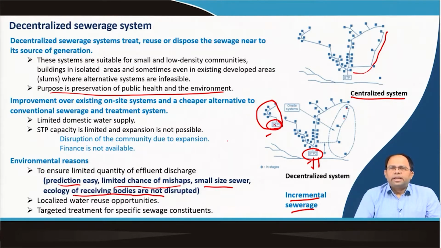The bodies are able to take that kind of sewage load, whereas in case of the final treatment, if we put it in the river, then the load may be too high for that river to take. If the river is not that wide, it does not have that much amount of water, and so on. Then localized water reuse opportunities and targeted treatment for specific sewage constituents. So that means in a particular area we can have specific treatments specified for that area as well. So these are the different reasons why we go for decentralized sewerage systems.